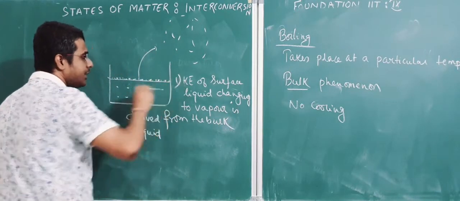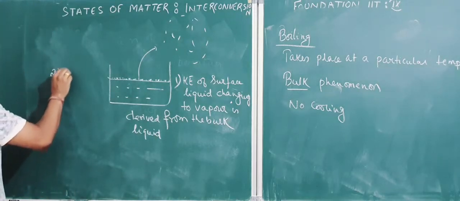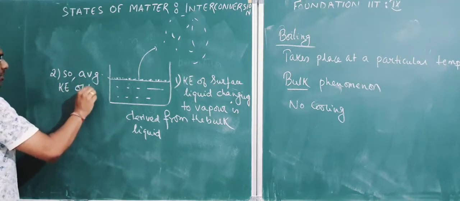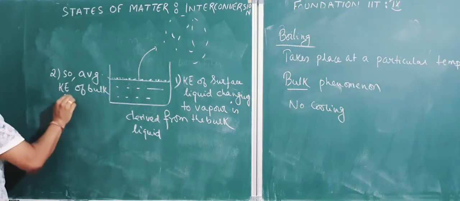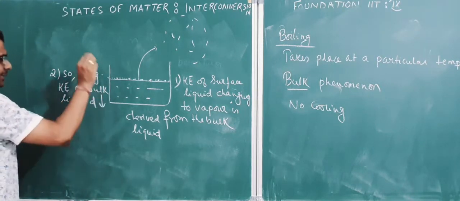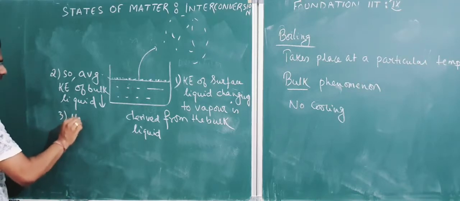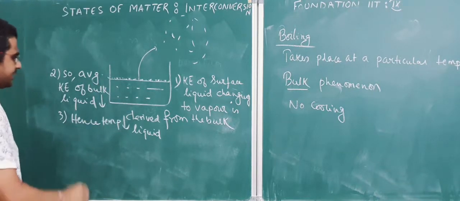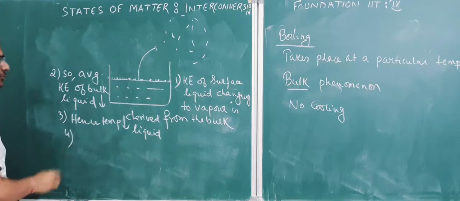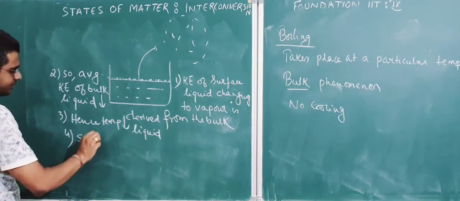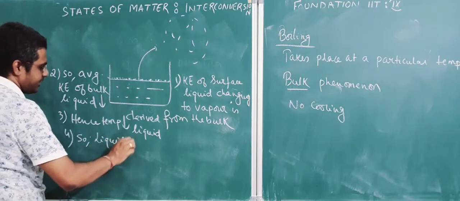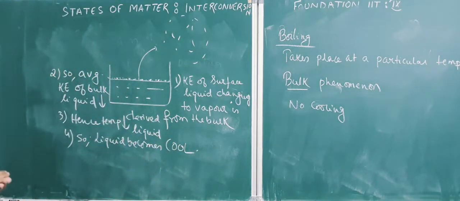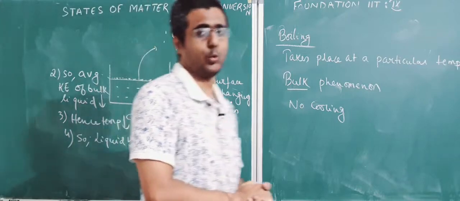This is number one. Number two, so the average kinetic energy of the bulk liquid decreases, hence the temperature decreases. If kinetic energy decreases, temperature will decrease. You write complete, decreases. Number four, so the liquid becomes cool. ठीक है. So this is how evaporation causes cooling. ठीक है.